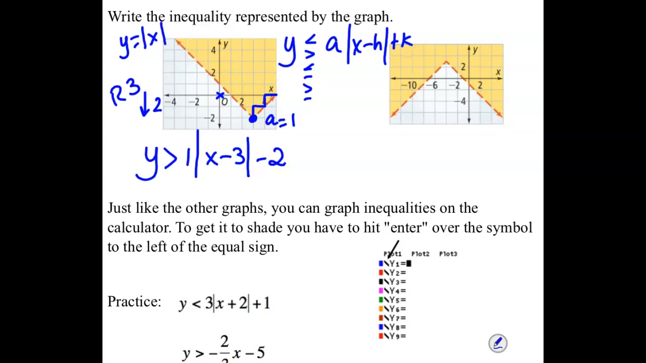For our last example here, looking at our tick marks, notice that they are going by 2s. So this vertex has moved left 4. This would be at a negative 4. So we've gone left 4 and we've gone up 3. Okay? So left 4 would be an x plus 4 inside our absolute value. Up 3 would be a plus 3 on the end.